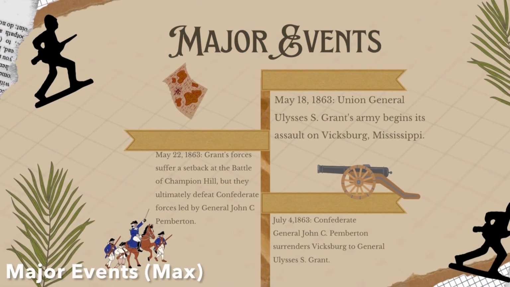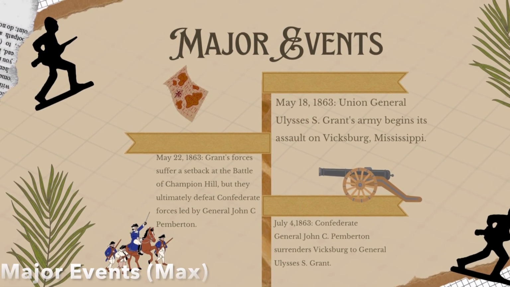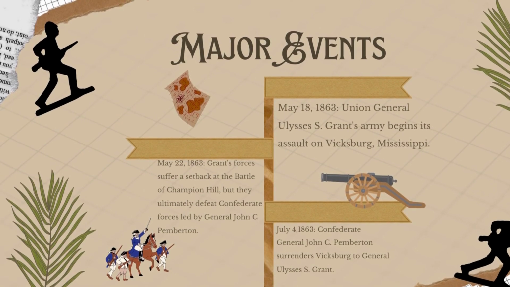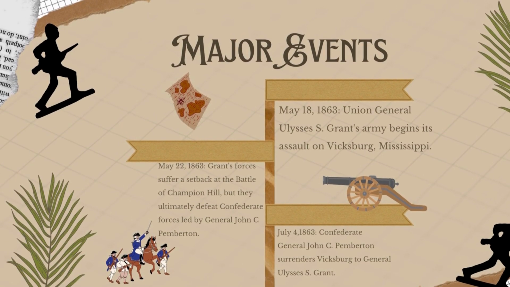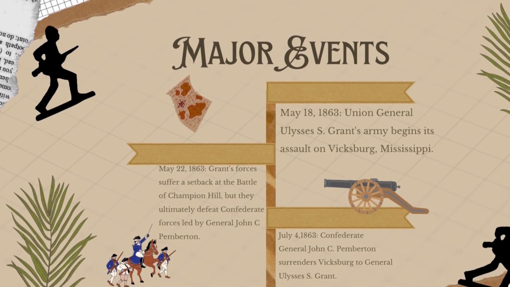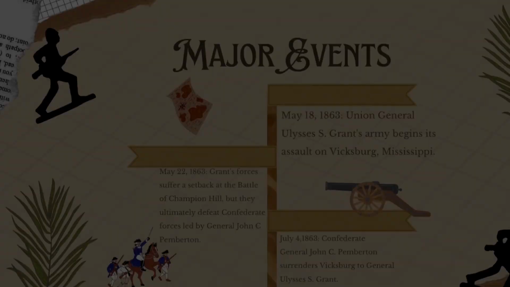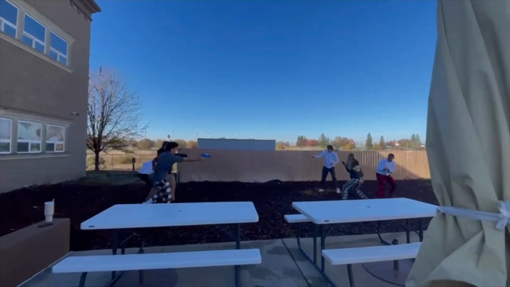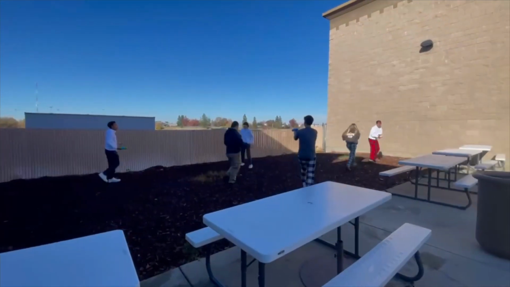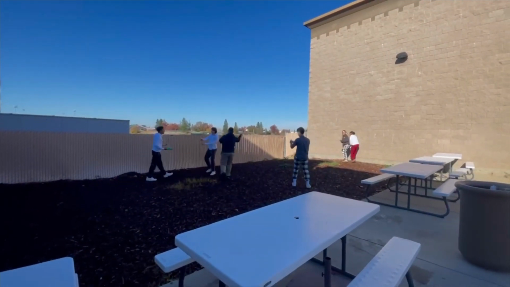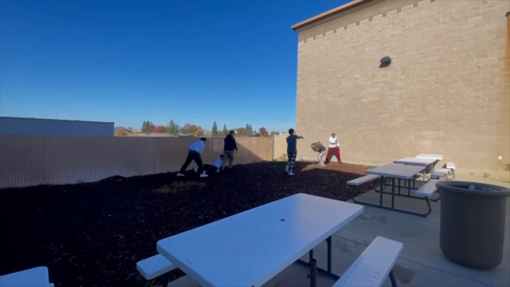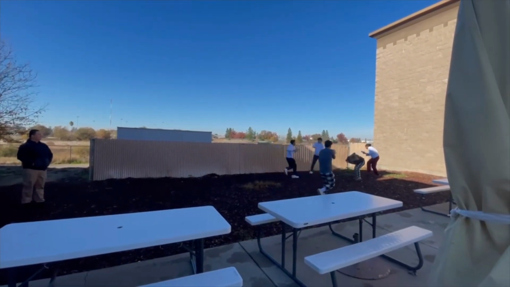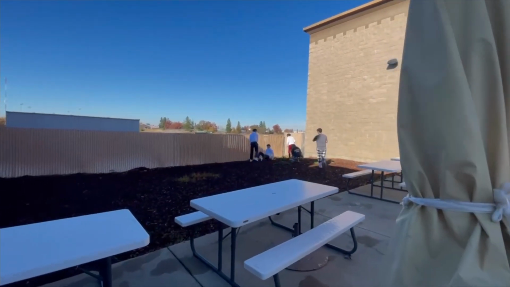Starting the battle on May 18, 1863, Union General Ulysses S. Grant's army began its assault on Vicksburg, Mississippi. Following on May 22, 1863, Grant's forces suffered a setback, but they ultimately defeated Confederate forces led by General John C. Pemberton, ending the battle on July 4, 1863. Confederate General John C. Pemberton surrendered Vicksburg to General Ulysses S. Grant.